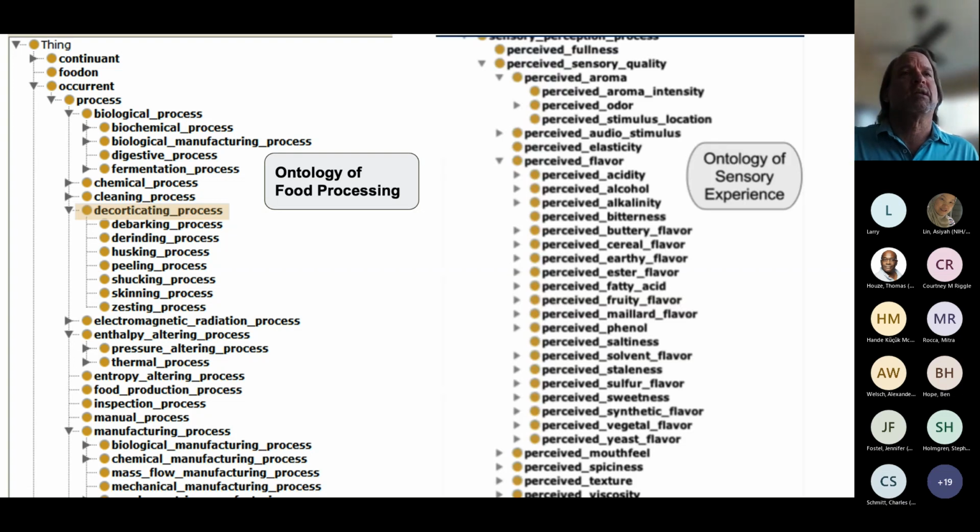And we can begin to characterize also the sensory experience. It's not accurate to say that healthy food is necessarily divergent from tasty food. So what does it look like to be able to compute over sensory outcomes while we're also computing over nutritional outcomes?